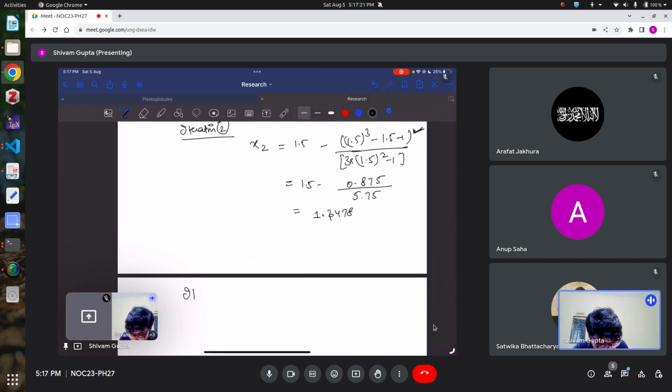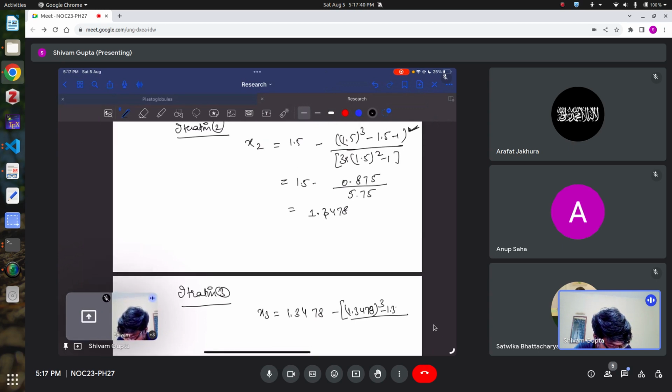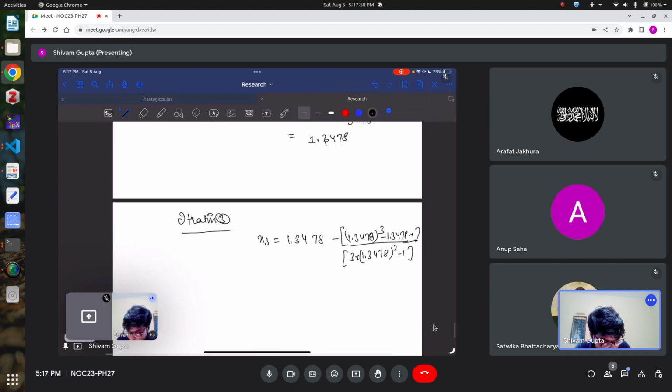For iteration 3, we have 1.3478 minus (1.3478 cube minus 1.3478 minus 1) over (3 times 1.3478 square minus 1). So this is a bit time consuming, but we have to do it. So what is the value here? We can solve it.